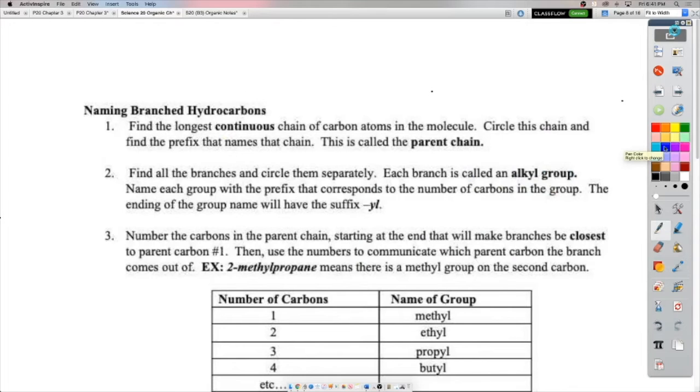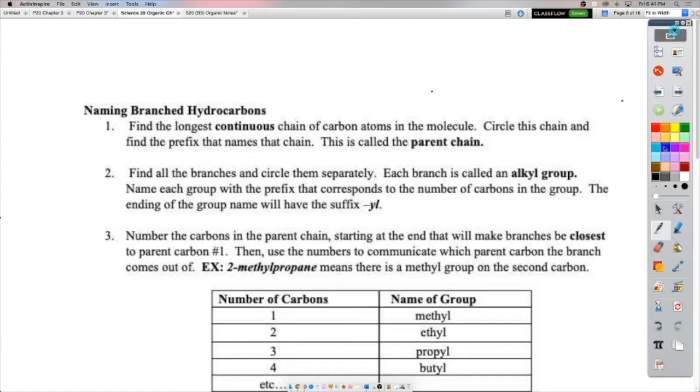Okay, so continuing on into today's topic. Today is all about naming branched hydrocarbons, naming and drawing branched hydrocarbons. So yesterday, or in the last topic, whenever you did that, we did unbranched hydrocarbons. Those were often called straight chain. It means there's no branches coming off of the trunk of the tree. We were basically just doing trunks, okay?